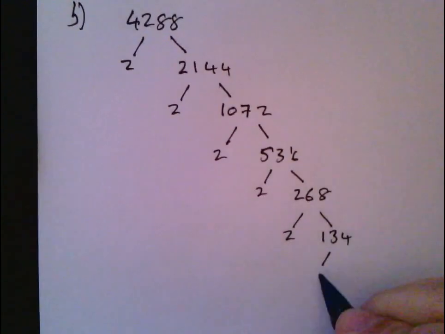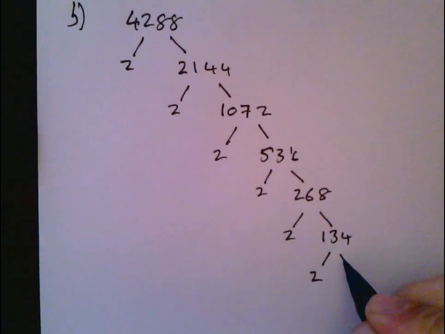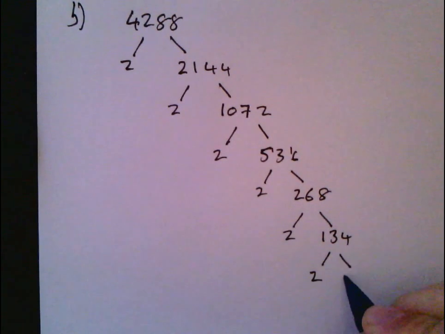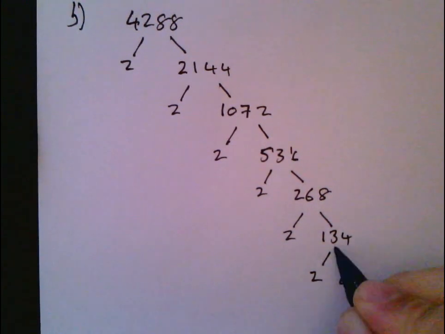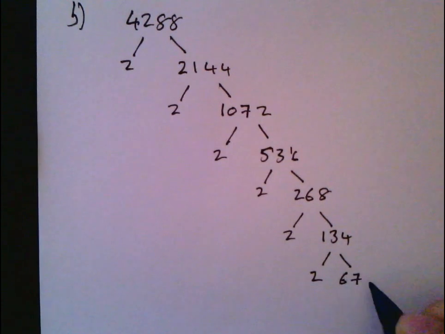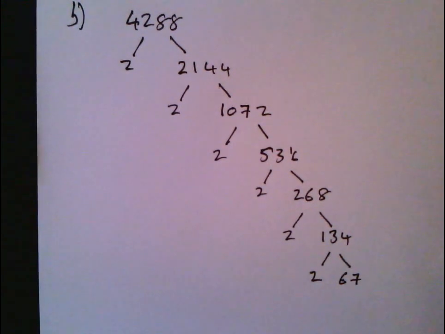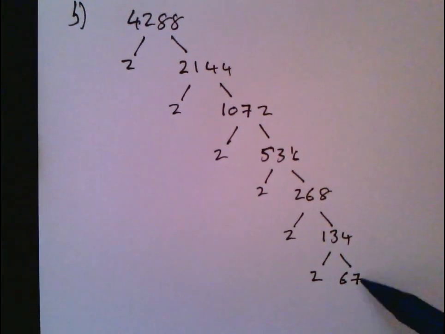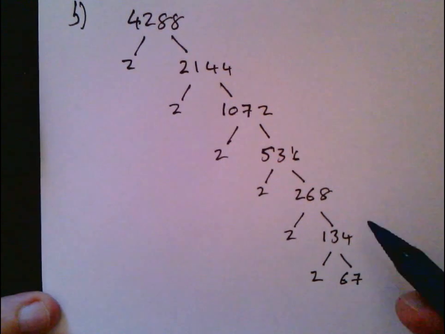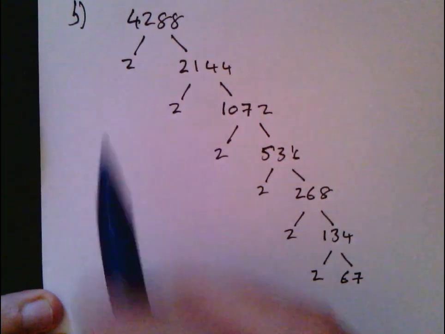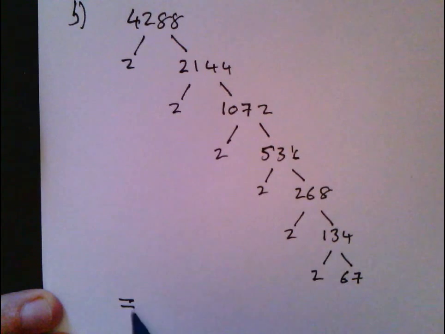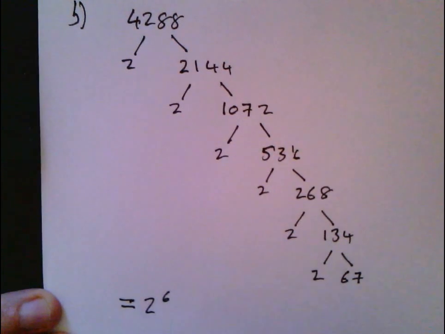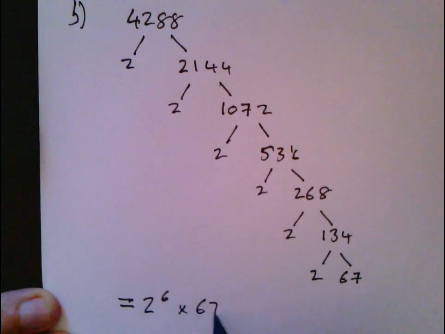So I'm going to go off the page. 2 into that is 67, and that looks to me to be a prime number. So it is 2 to the power 6 times 67.